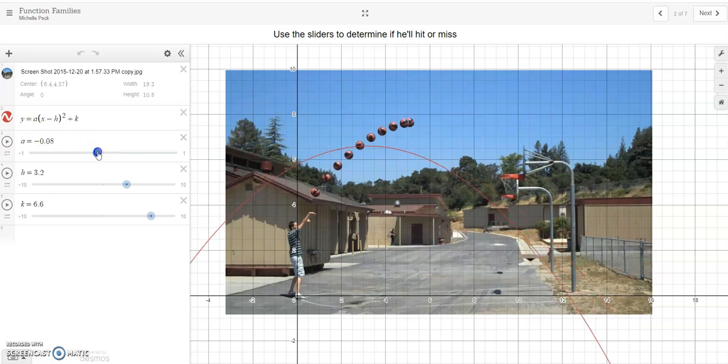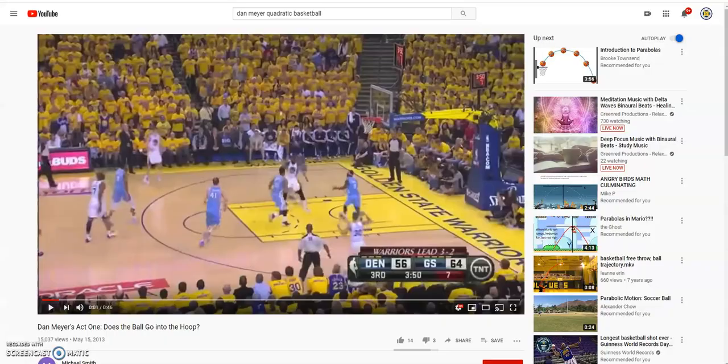And so as I change the variables, I'm trying to align it with this current shot that this person is taking. So I'm trying to get the y-intercept to be equal to where I think his ball would be released from his hand. And then if you are doing this activity, just play around with it a little bit and see if you can line it up to predict whether or not he would make the shot. So I'm just going to play with this a little bit. It's pretty aligned. And my prediction would be that he will probably miss this shot.